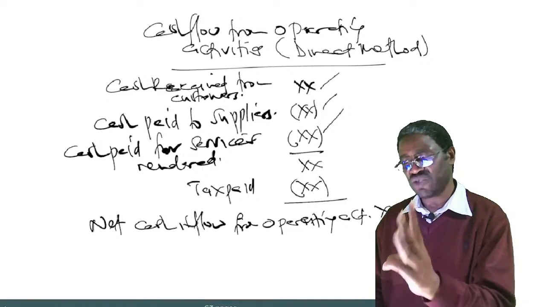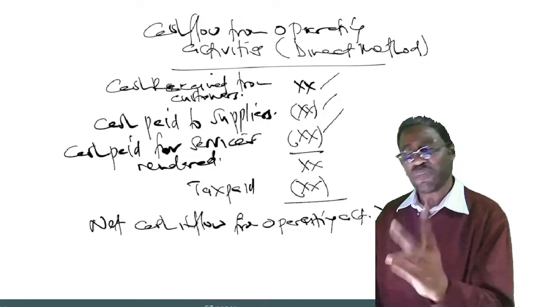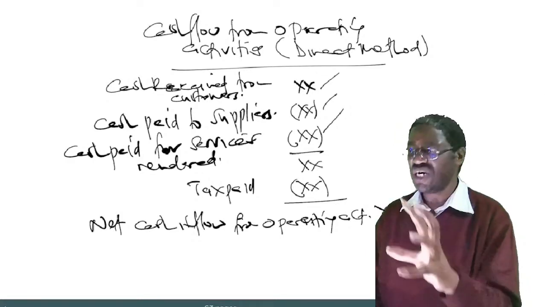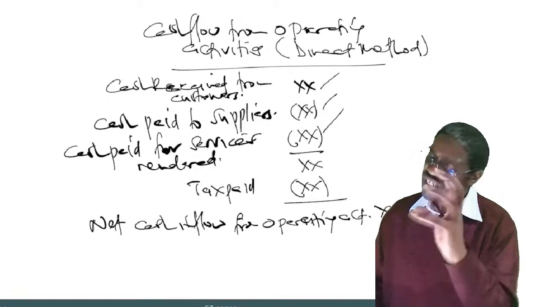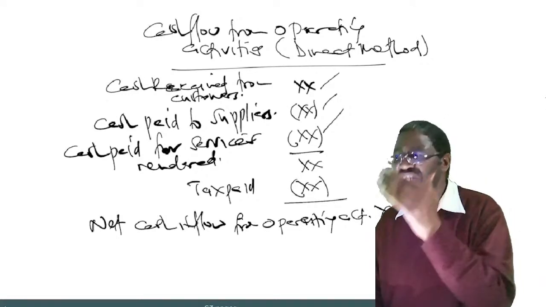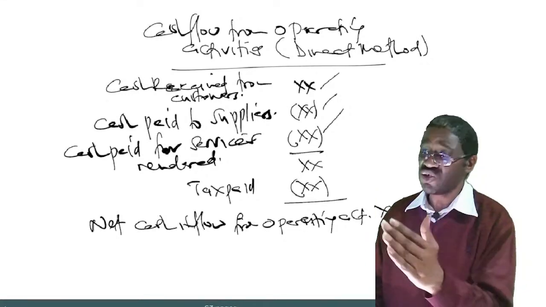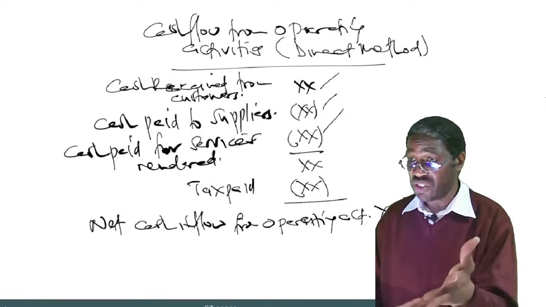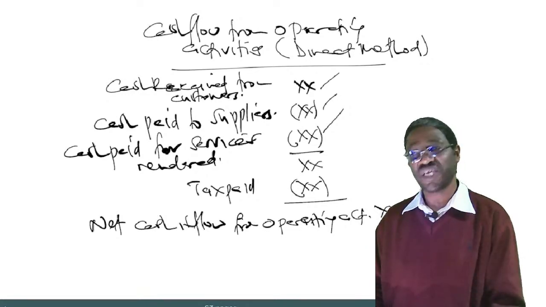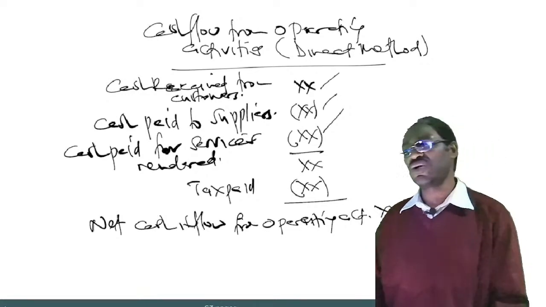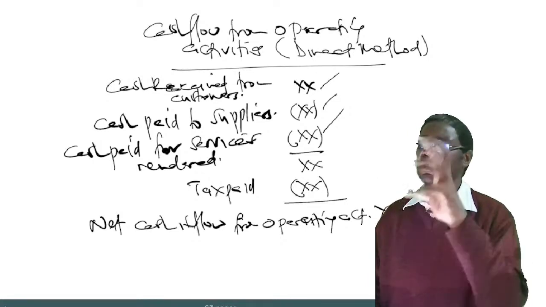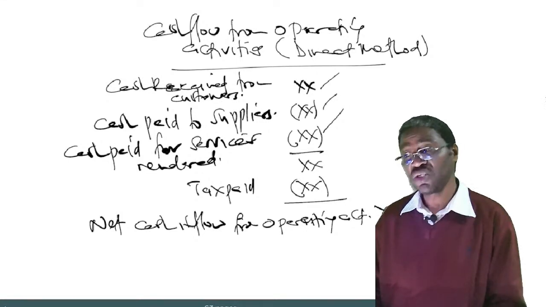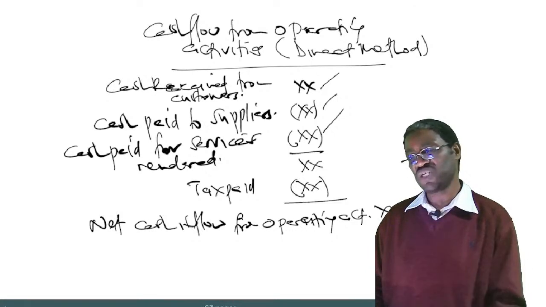Employees gave you a service, you paid them salaries. Kenya Power gave you a service, you paid them for the electricity. And many others. What did you pay for all the services that were rendered to you by the service providers? Whether they are employees and other service providers like Kenya Power, the landlord who gave you a service of the building, whatever. What is it that you paid for all the services rendered to you as a company? That's what you need to determine.